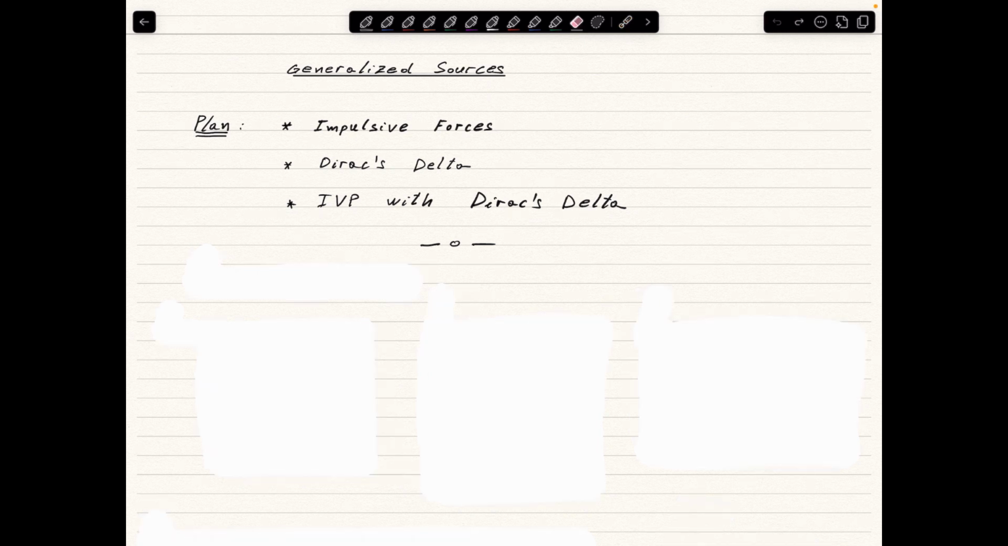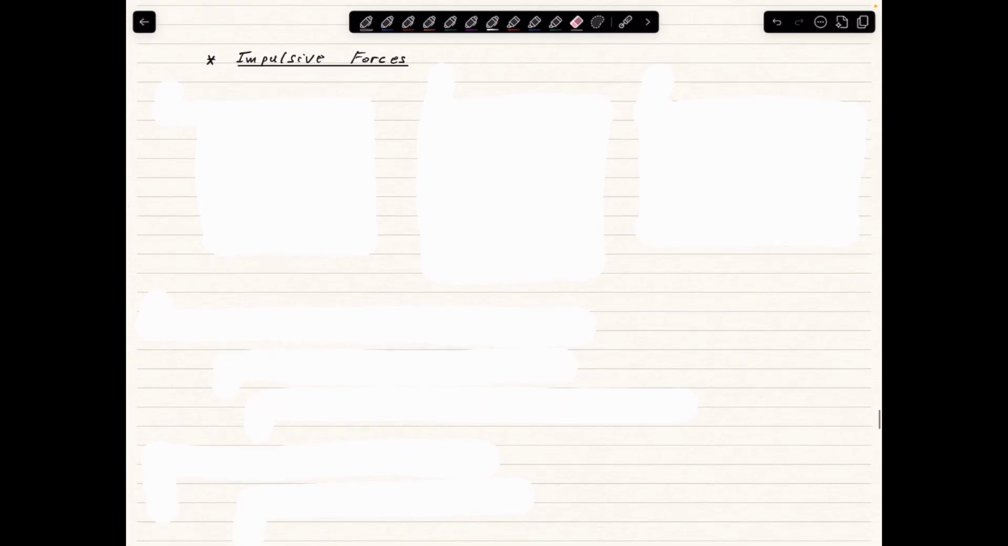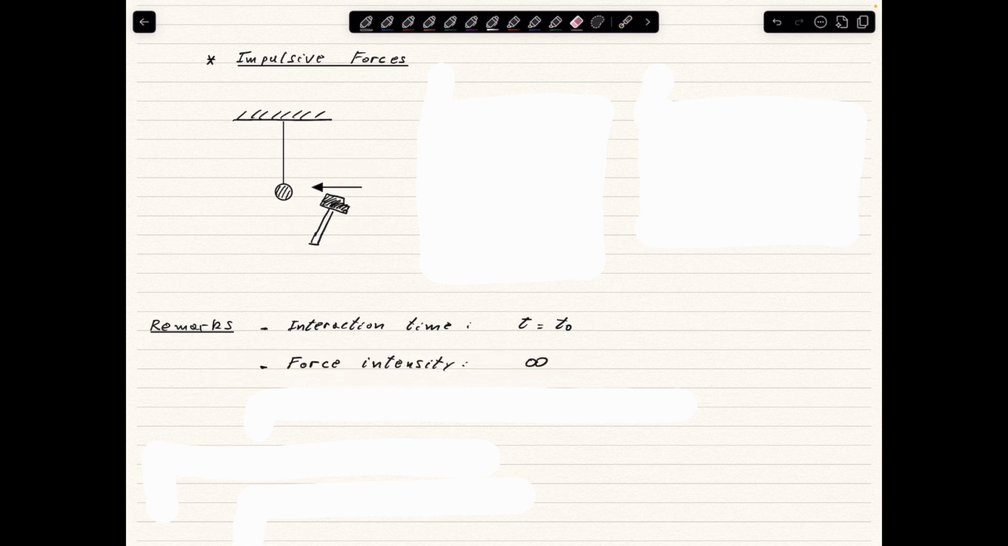Let's start introducing the particular type of generalized sources we are interested in, and these are impulsive forces. Maybe the simplest example of an impulsive force is the force done by a hammer when we hit a pendulum. The action of this force happens at a particular point in time, so let's call that time t0. And the intensity of the force is very large, so we approximate that by infinity. A force with these two properties has a graph that looks more or less like this.